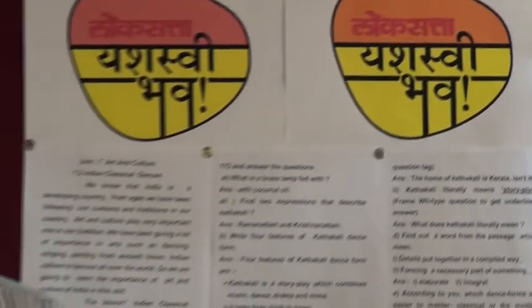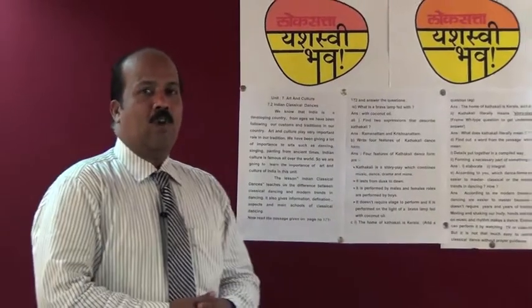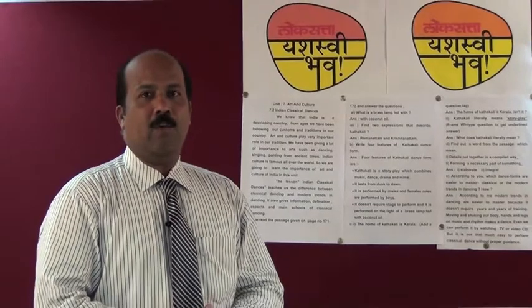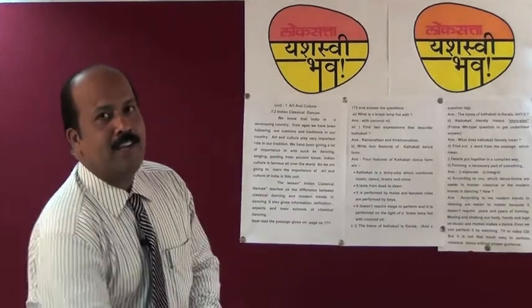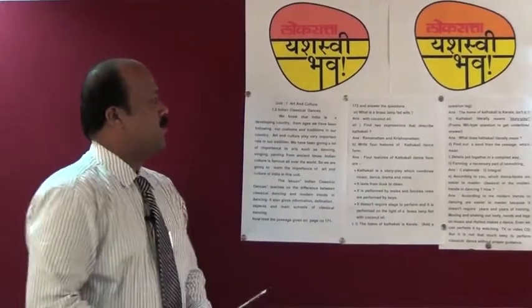Please keep the article of Loksatta Yashasvi ready with you so that it will be easy for you to study what we are going to study in this series. You have already learned the first 6 units, and today we are going to see how to deal with unit number 7. Basically, this unit number 7 is based on art and culture.